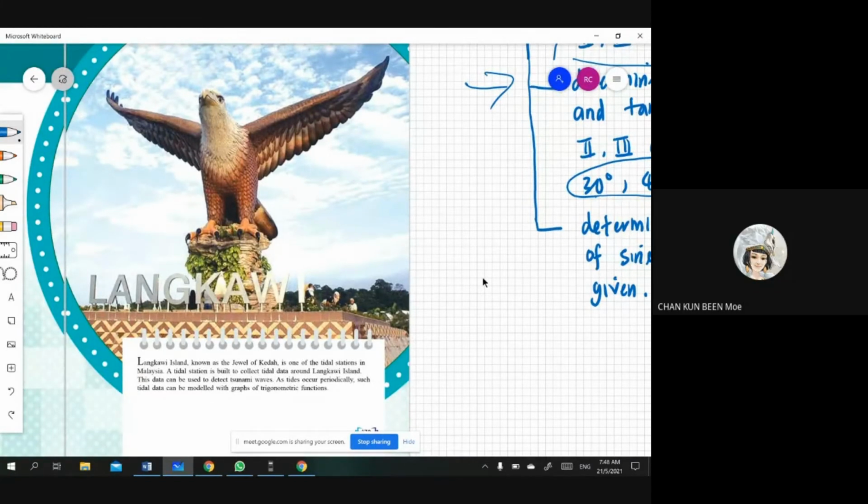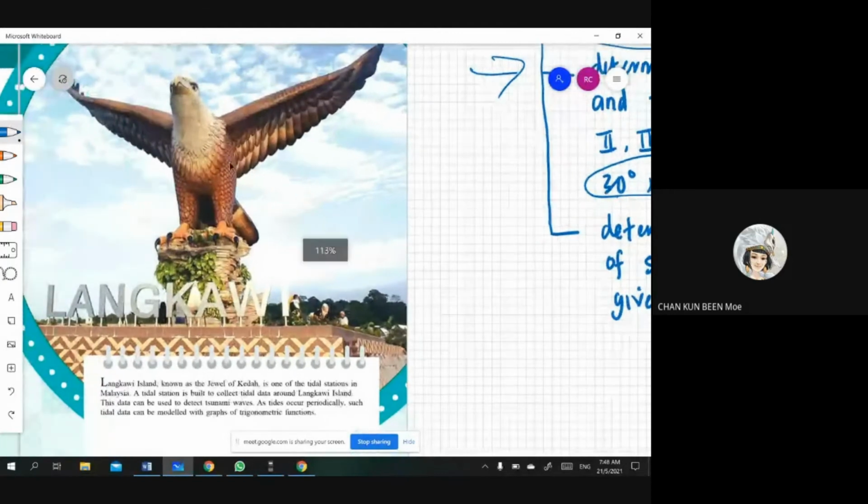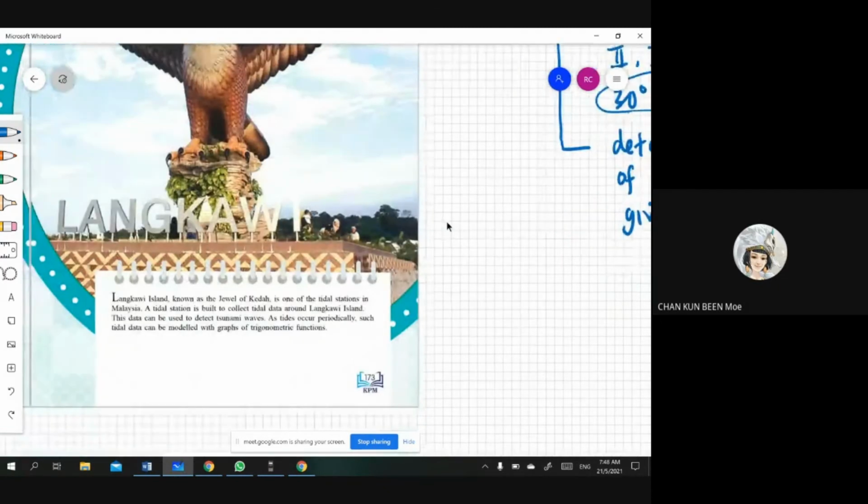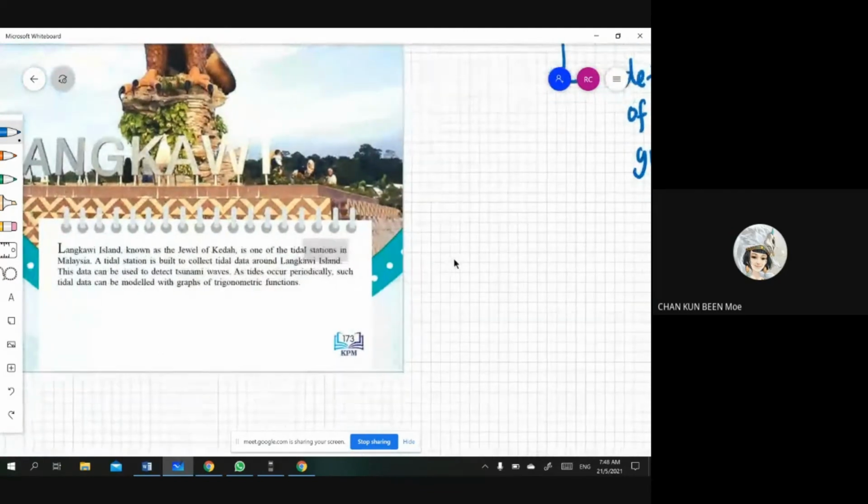If you want to stay for one night, also can. Okay, so this is Langkawi. I also don't know this. I just know about it when I read this. So this is the symbol when you reach Langkawi. You can see the big eagle. It stands very strongly on that island. So Langkawi Island is known as the Jewel of Kedah. We look at the description given.